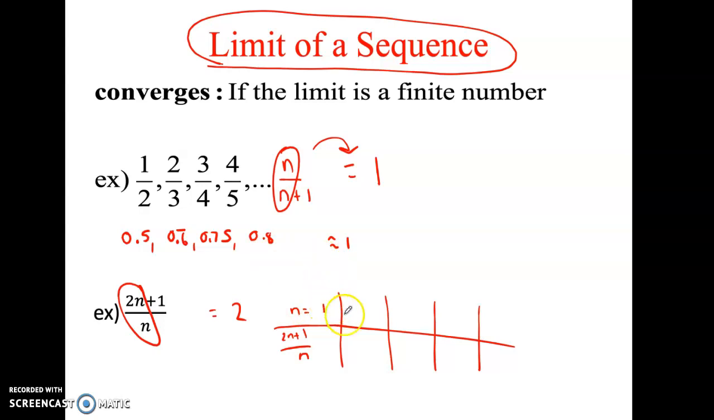But just so you understand, if n is 1, then we're going to get 3 over 1, which is 3. If n is 2, we're going to get 5 over 2, which is 2.5. If n is 3, you're going to get 7 over 3, which is 2.3. You're going to see it's going to go very, very close to, but not including, 2. If we did 10, we're going to get 21 over 10, so it's 2.1. So it's going to converge to 2.